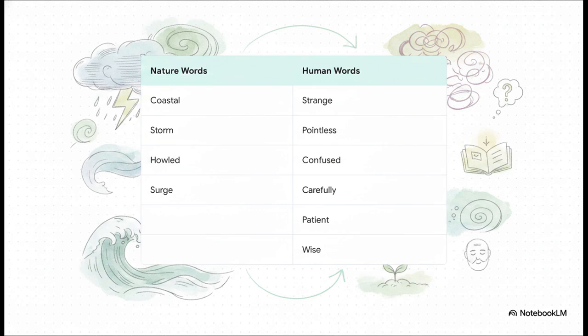It's fascinating to see how our vocabulary list naturally transitions from literal environmental words on the left side, like coastal, storm, howled, and surge, to complex human traits and conditions on the right side as Ethan grew. The story begins with negative human projections, strange, pointless, confused, but it ends with incredibly positive human attributes, carefully, patient, and wise. The vocabulary itself literally tells the story of his transformation.